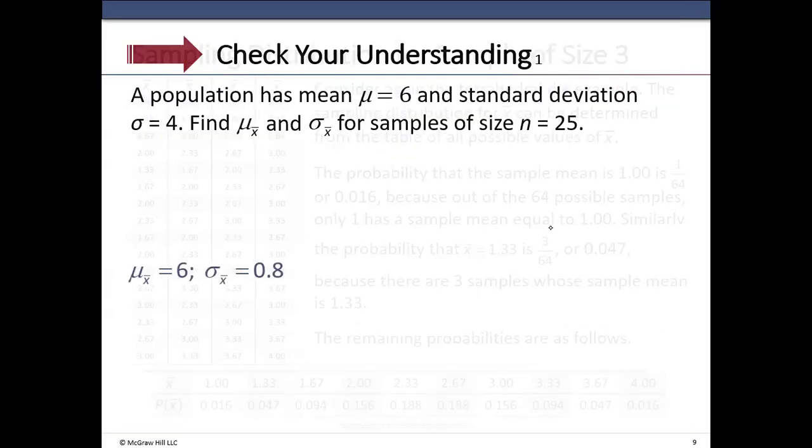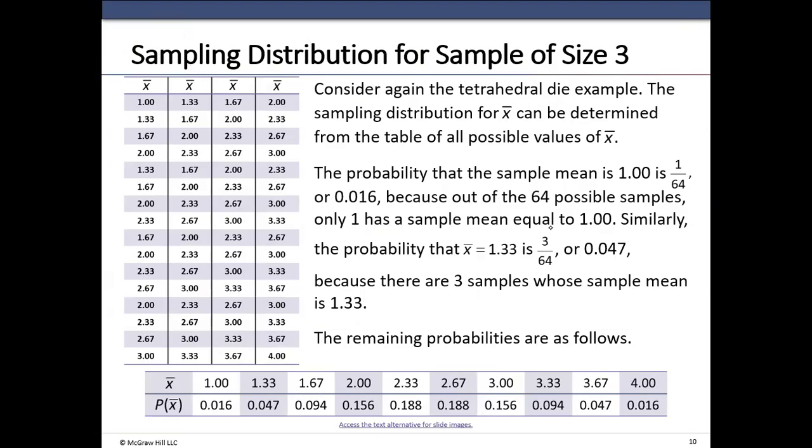And there are some sample problems here. So basically here they're calculating a probability distribution. Okay. So consider again the tetrahedral diagram. The sampling distribution for x bar can be determined from the table of all possible values of x bar. The probability that the sample mean is 1 is 1 out of 64. Why? Because 1 appears only once out of 64. Okay. The probability of 1, 1 out of 64, is 0.016. What about the next number? For 1.33, it appears 3 times, 3 out of 64 is 0.047, and so forth.